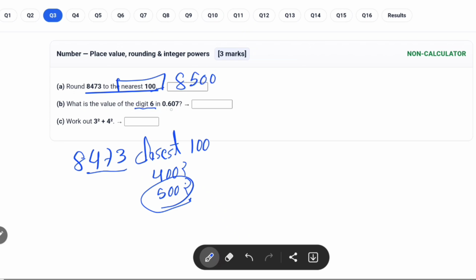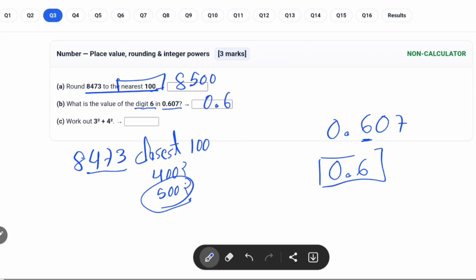To find the value of the digit 6 in 0.607, the only thing that you need to do is write down exactly the same number but avoiding the other numbers underneath. So in this case 0.6 or 0.60, it does not change the answer.